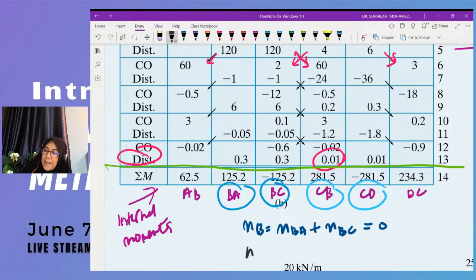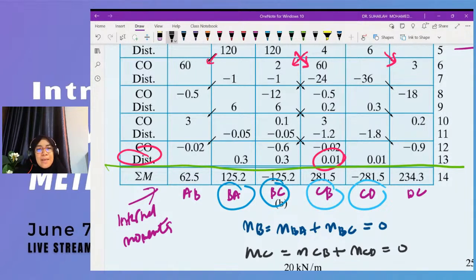So for MC, we have MCB and MCD, and this is equal to 0. CB plus CD, one negative, one positive, because we will get back the roller, where the moment is 0. So MC is equal to 0, MB is equal to 0. When we combine the internal moments, we get back 0, unless an external moment is given at that joint. Then we will get the moment value.